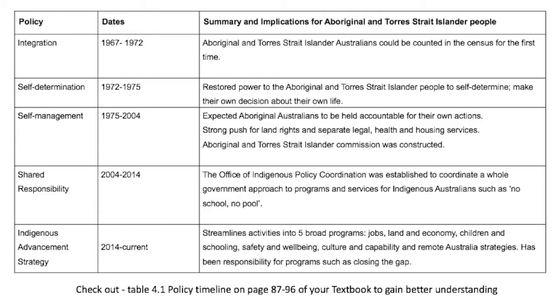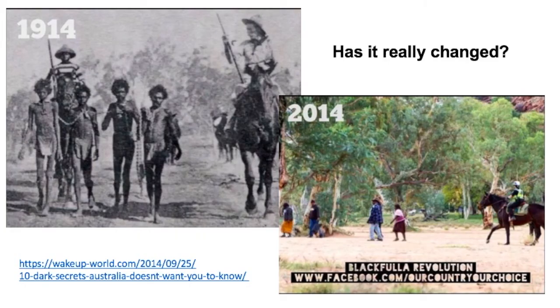And finally, in 2014, the Indigenous Advancement Strategy, which streamlines all activities and has been responsible for programs such as Closing the Gap. If you have a look in your textbook on pages 87 to 96, this policy table goes into a lot more detail. So in 1914, there's an image of police rounding up Aboriginal and Torres Strait Islander peoples, and in 2014.